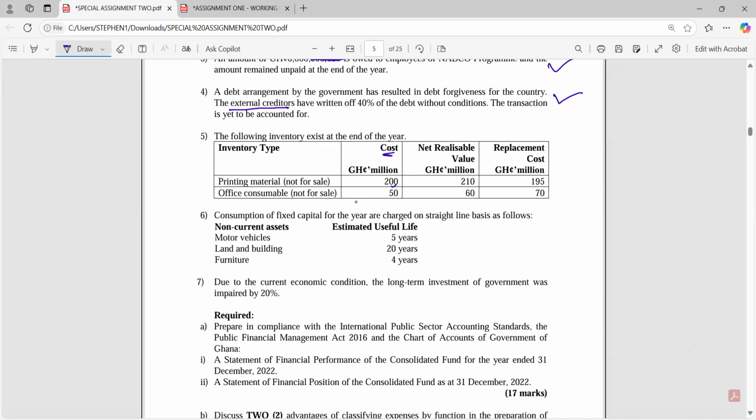So between this and this, which one is the lower? It is this. Alright. You go to office consumable. The lower of the cost and the, sorry, replacement cost, current replacement cost. So between the cost of 50 and the replacement cost of 70, which one is the lower? The lower is 50.